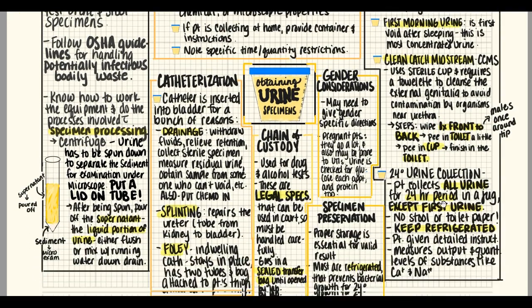The last type is a 24-hour urine collection, and that is where the patient is going to collect all of the urine for 24 hours into a jug. And they do that with the exception of the very first urine of the day.